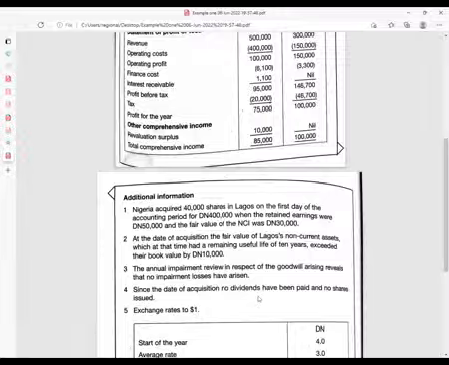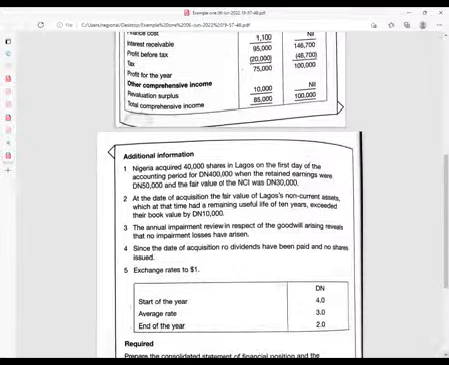The annual impairment review in respect of the goodwill arising reveals that no impairment losses have arisen. Four, since the date of acquisition, no dividends have been paid and no shares issued. We can see the exchange rates to dollars. We have start of the year, average rate is for the income statement items, and then end of the year is for the balance sheet items, assets and liabilities.